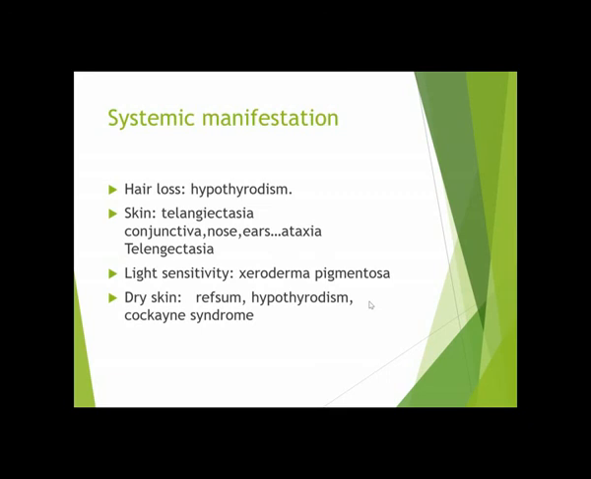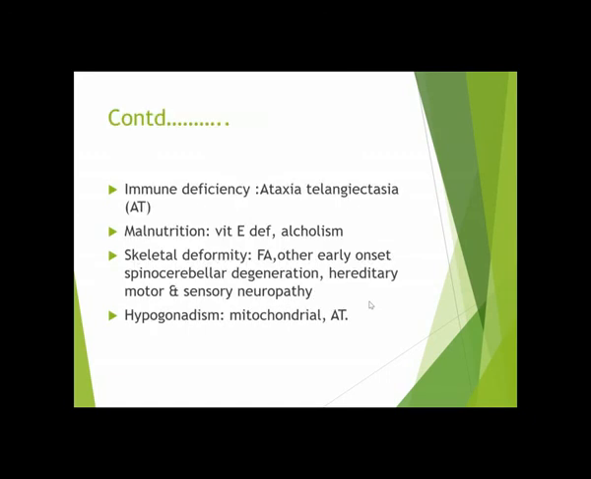Skeletal deformity can be Friedreich's ataxia or other early onset spinocerebellar degeneration or hereditary sensory motor neuropathy. But in hereditary sensory motor neuropathy, the ataxia will not be cerebellar, it is sensory. So we don't keep this here. Hypogonadism can be present in mitochondrial encephalomyopathies or ataxia telangiectasia. Now, what about acute ataxia?